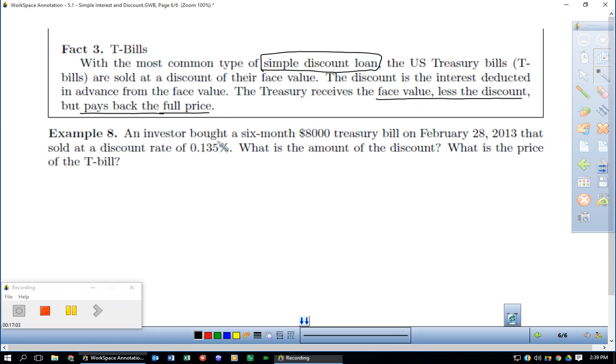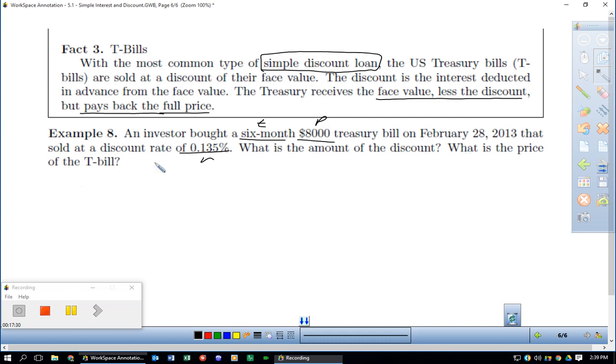An investor bought a 6-month, $8,000 Treasury bill. That is kind of our principal. 6 months, that's a time frame. They bought this $8,000 Treasury bill on February 28th, 2013 that sold at a discount rate of 0.135%. That's a really awful interest rate. What's the amount of the discount? And then what's the price of the T-bill?